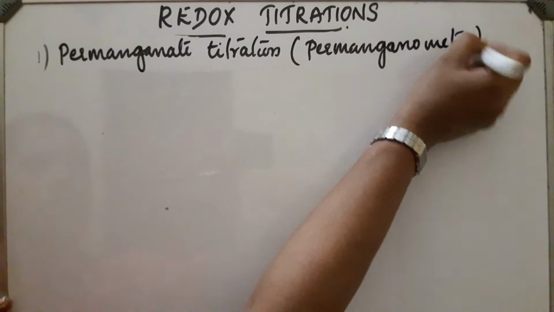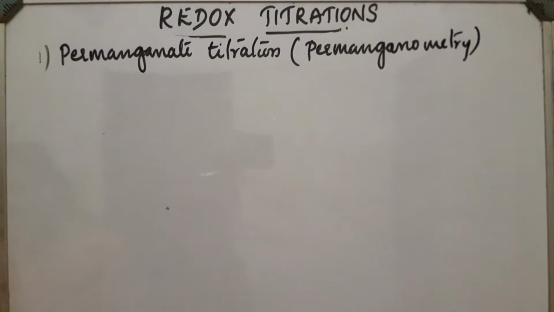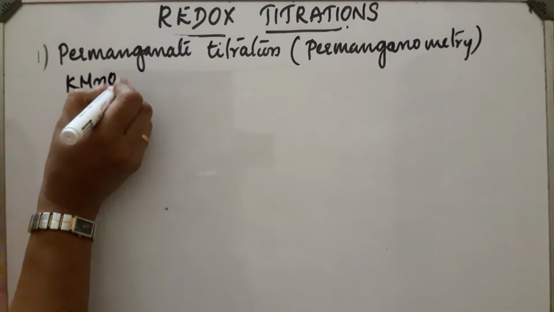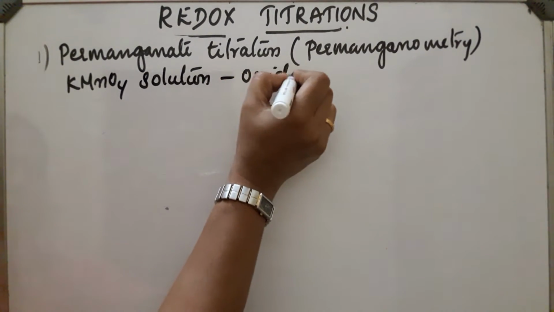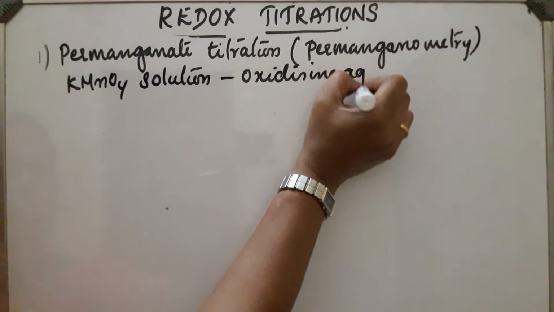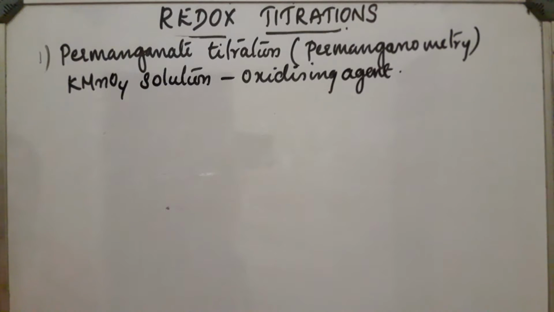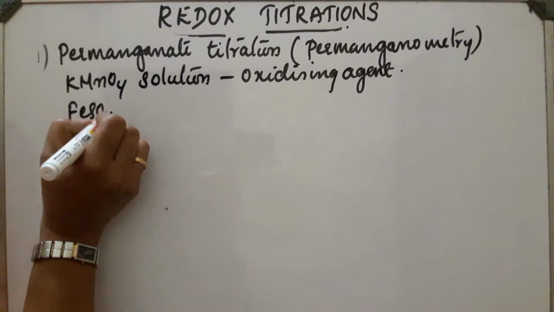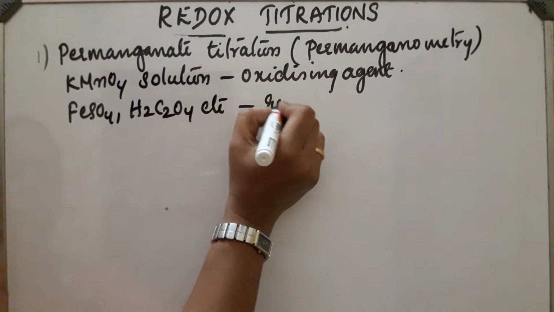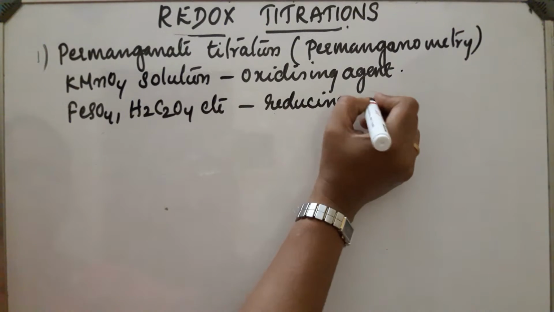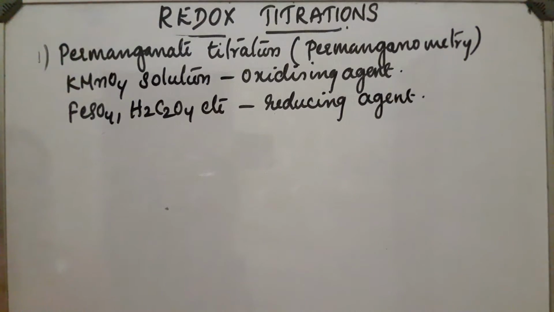Permanganate titration or permanganometry. Here permanganate solution, that is KMnO4 solution, is used as the oxidizing agent, which is titrated against reducing agents like FeSO4, oxalic acid, H2C2O4, etc. These are used as reducing agents. The titration takes place in the acidic medium, and the endpoint is the appearance of a pink color.